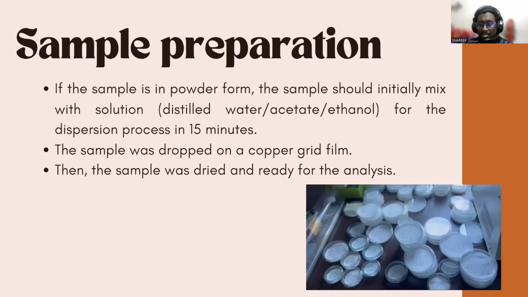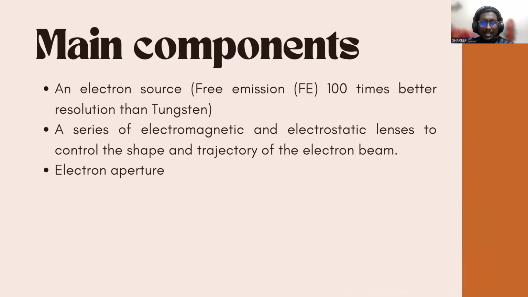The main components of the TEM are an electron source, which is field emission FEG. It has 100 times better resolution than tungsten. Then a series of electromagnetic and electrostatic lenses to control the shape and trajectory of the electron beam. And finally, the electron aperture.